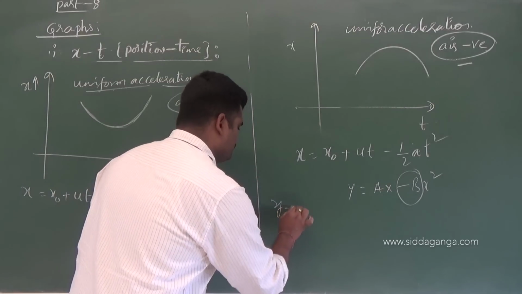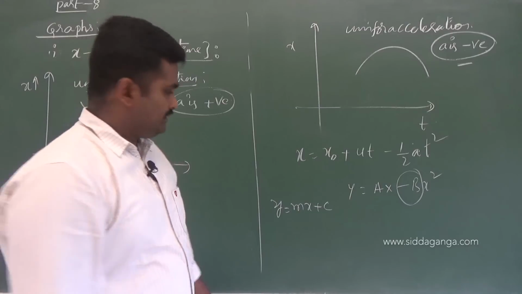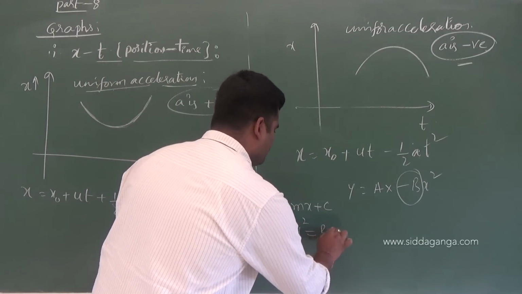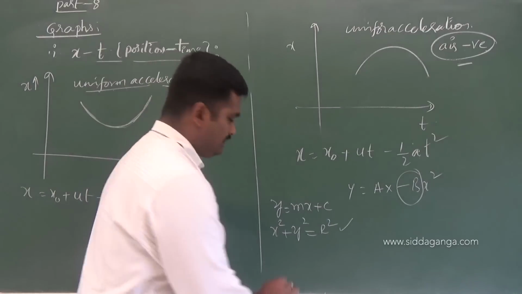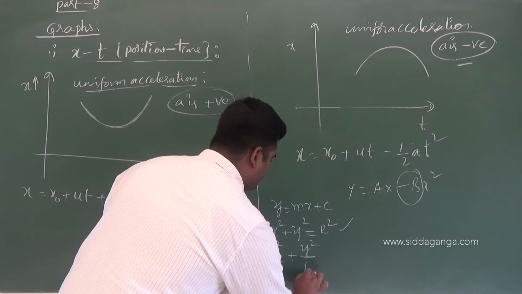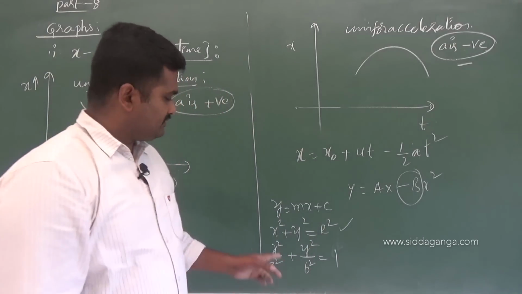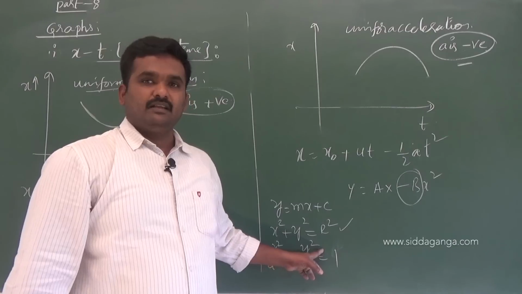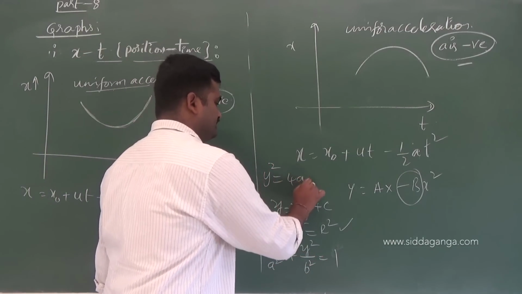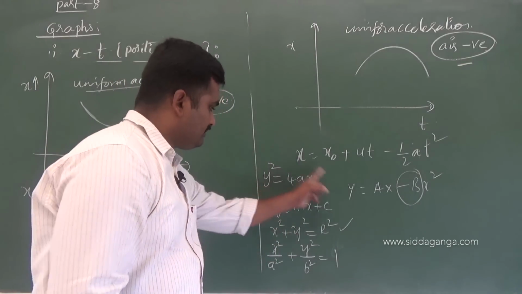y equals mx plus c, if I write, what does it represent? A straight line, right? And once again, x square plus y square equals r square, or something. This is a circle. And x square by a square plus y square by b square equals c square, or 1, or something, if I am going to write, what does this represent? An ellipse. And y square equals 4ax, if I am going to write, this is a parabola.